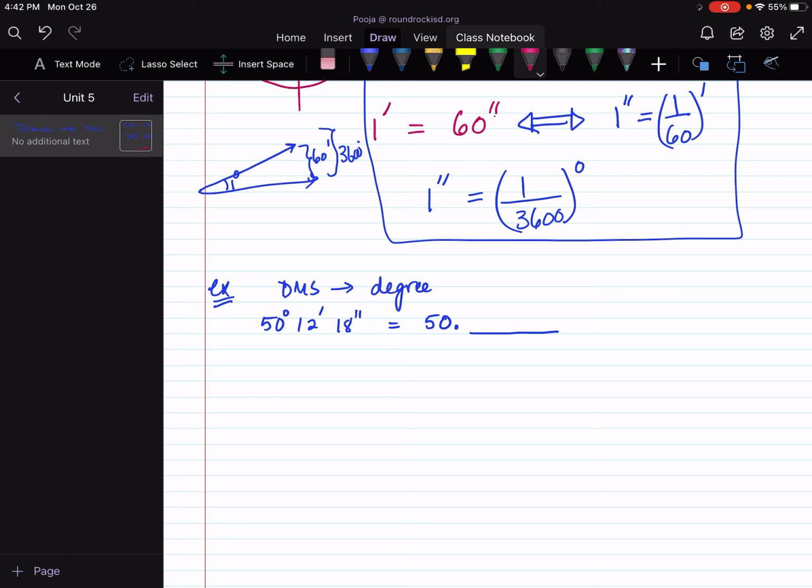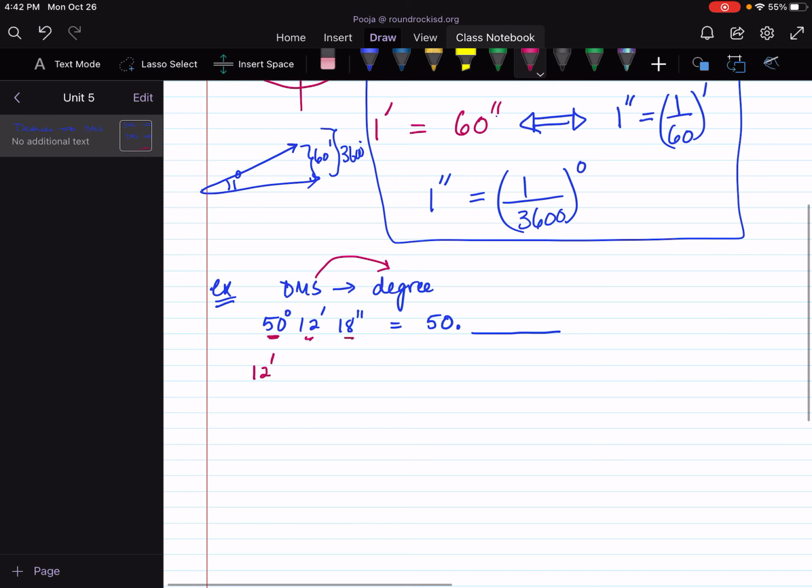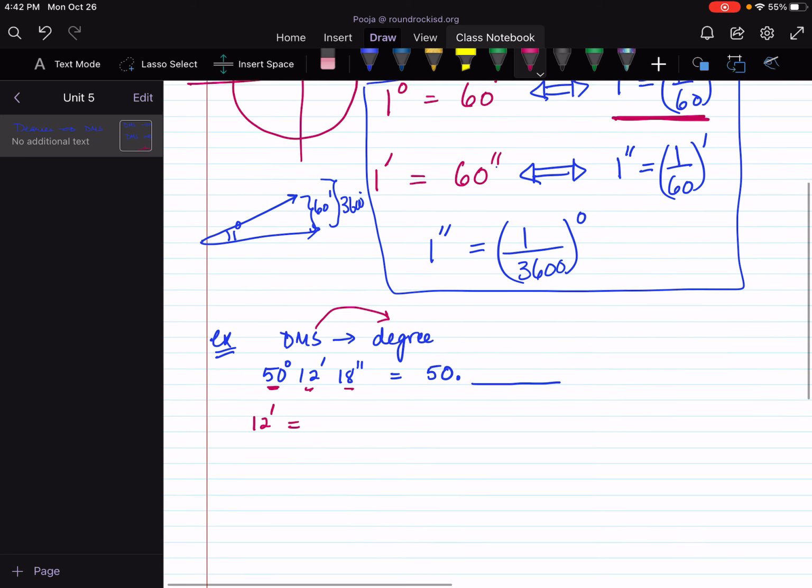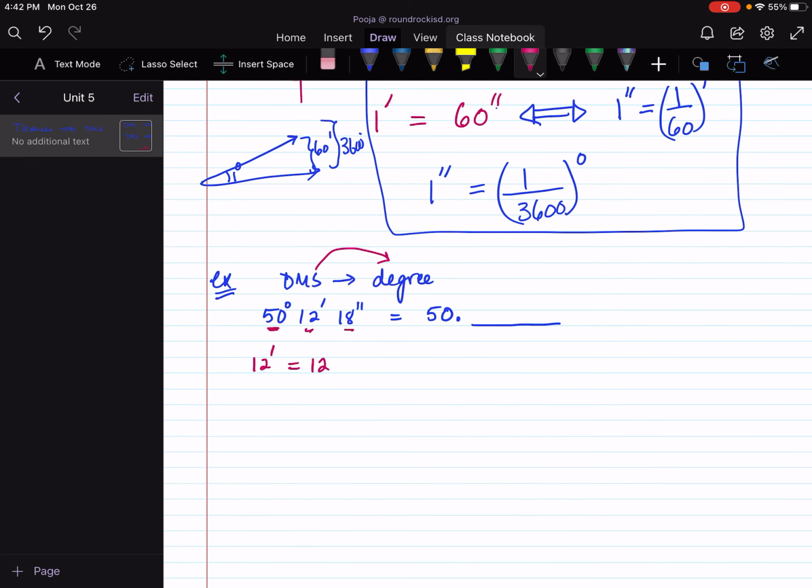How do I know that? Because we're converting to degrees, and this part is already in degrees. It's the minutes and the seconds that need to be converted. So let's do one step at a time. 12 minutes. How do I convert that to a degree? I'm going to use this one right here: 1 minute is 1/60th of a degree. So 12 minutes would be 12 times 1/60th of a degree. Now 12 over 60 is basically 1/5, and 1/5 is 0.2 degrees.